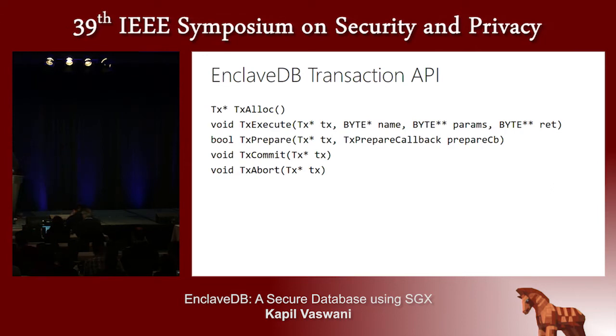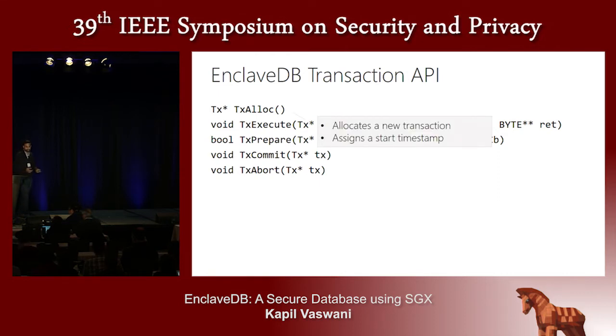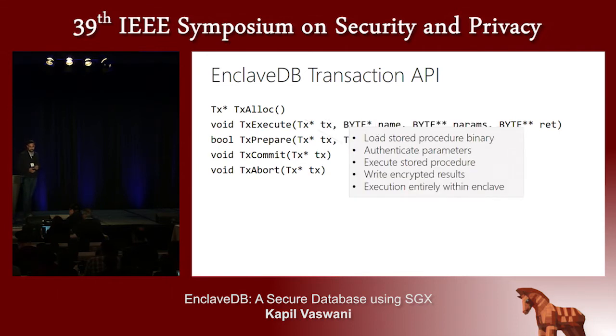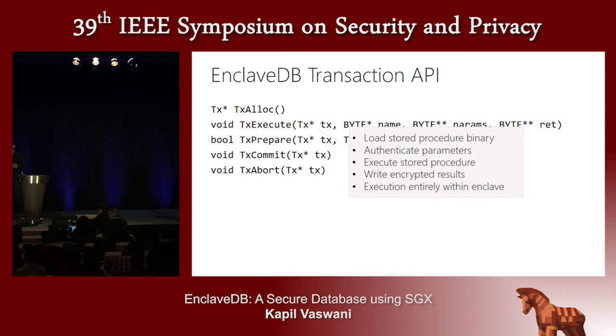There is a function called txalloc that you use to allocate a new transaction that assigns the transaction a new logical timestamp. And then you call txexecute to load a pre-existing stored procedure binary that has already been deployed inside the enclave and run the transaction. txexecute will automatically authenticate parameters using a key that is set up during the creation of a secure channel with the client. It executes the stored procedure entirely within enclave memory and writes encrypted results back to the buffers that are then passed to the user.